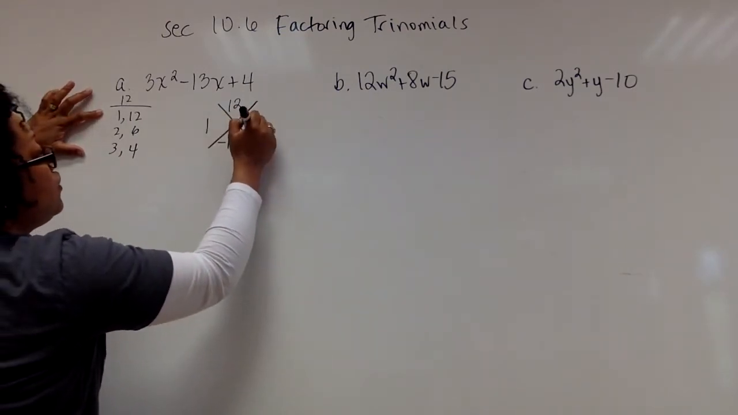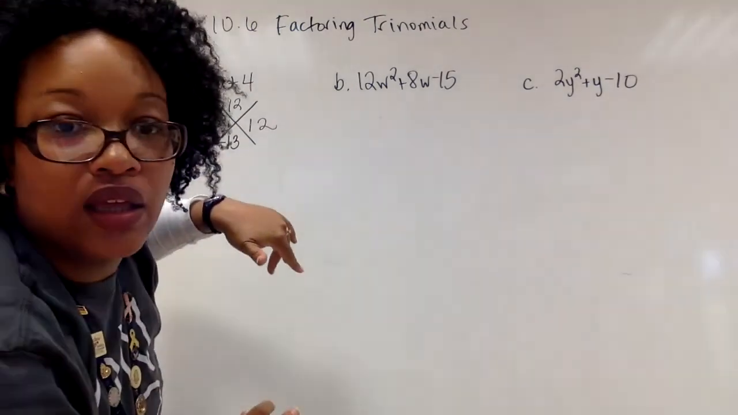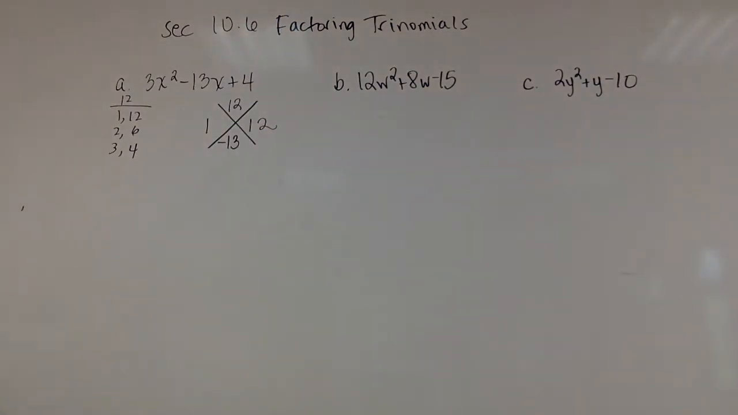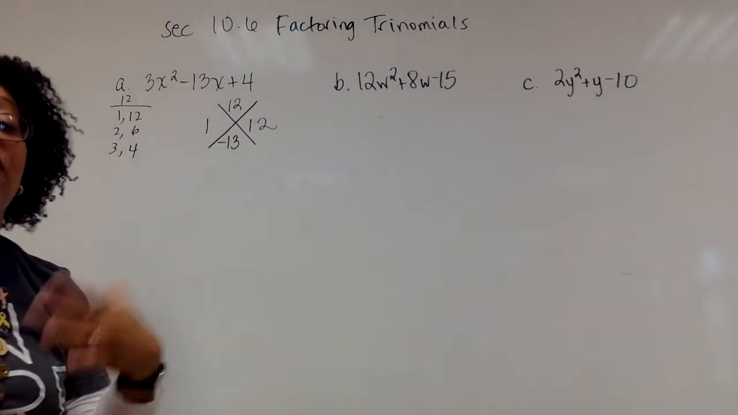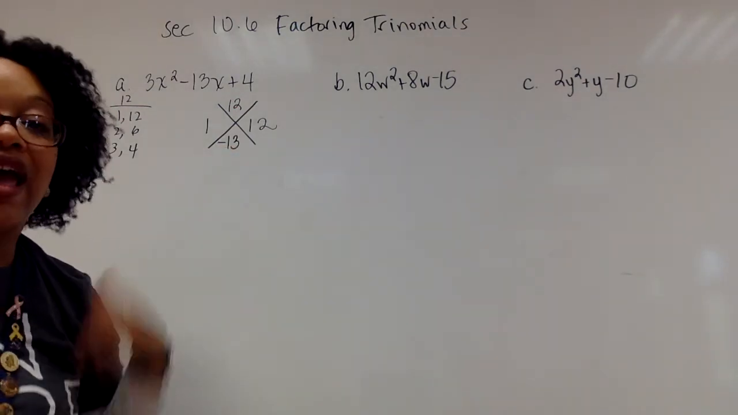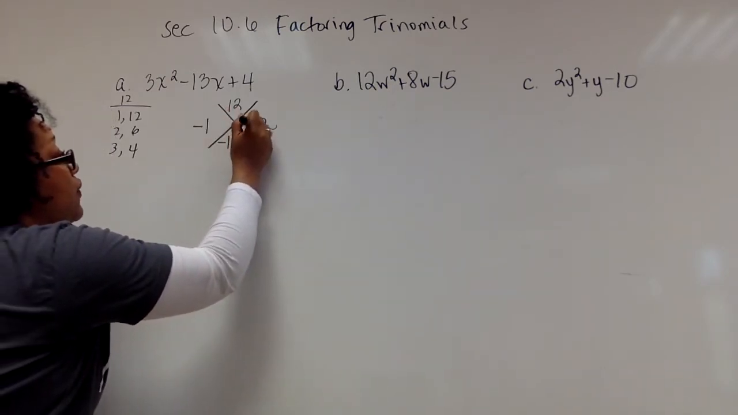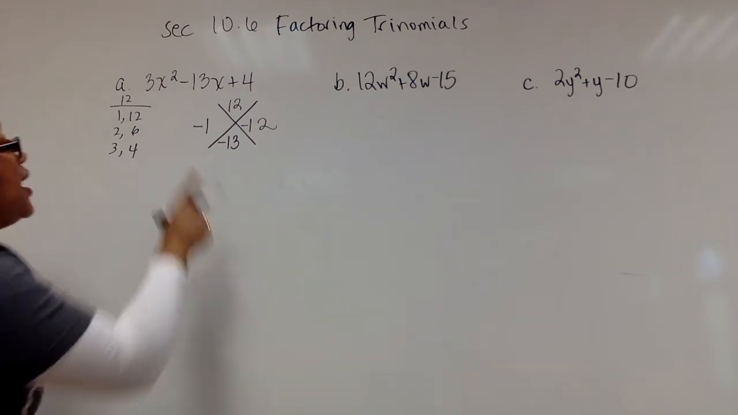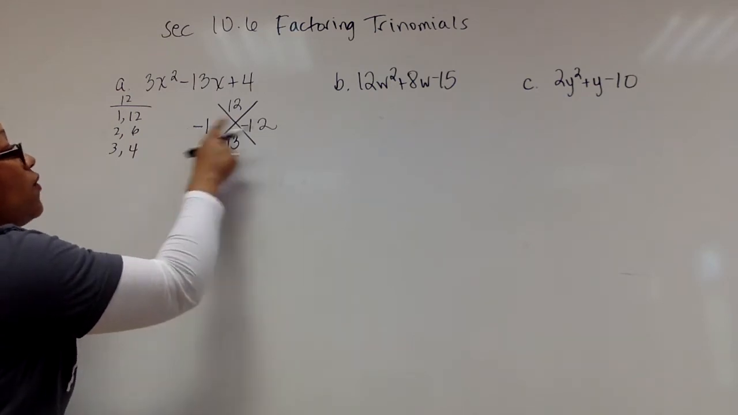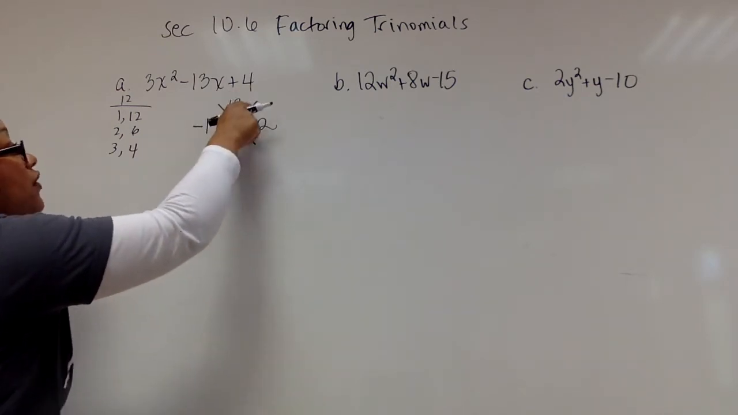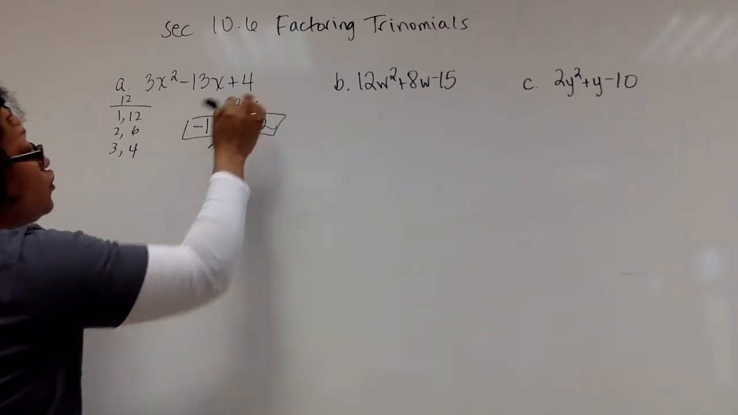If I have a 1 and a 12, did I do that right? Whoopsie. Yep, we're good. If I have a 1 and a 12, how could I take these two numbers and get a negative 13? Well, I know that if I add them, I get a positive 13. How can I make it a negative 13? Hopefully you'll know if both of these numbers are negative, then that's where the negative sign comes from. Negative 12 minus 1 gives you negative 13. Negative 12 times negative 1 gives you positive 12. Got my magic X. So I'm going to box these, and now I'm ready to get to the box.